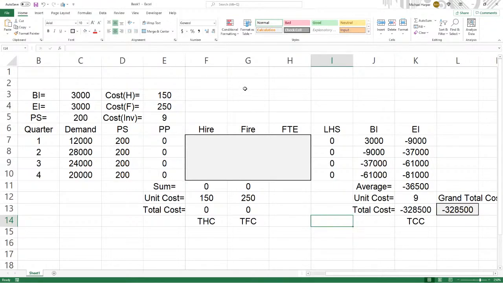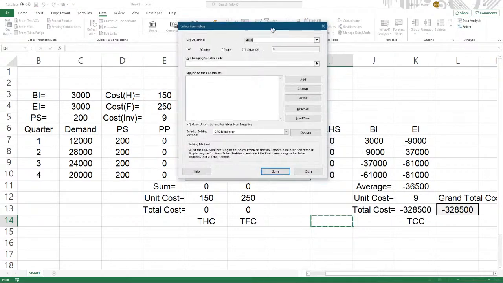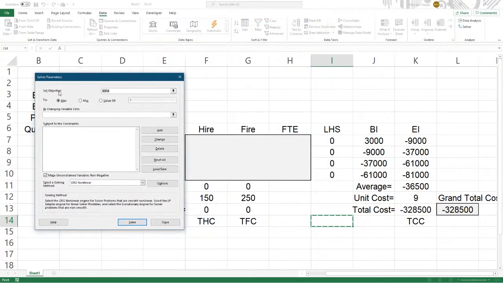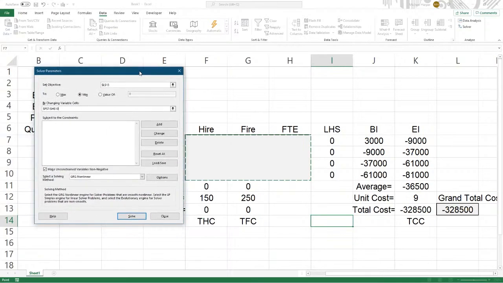Okay, so now I have everything set up. It's ready to go. So let's go to data. Let's bring solver down, and there it is. So now right here, I want my objective function to be this right here. Click L13, and there it is, L13. I want to minimize the cost by changing these variables right here, my capacity. Here's my capacity. Here's the increase and decrease of my capacity. I tie that into my production through the production standard. So I'm good to go.